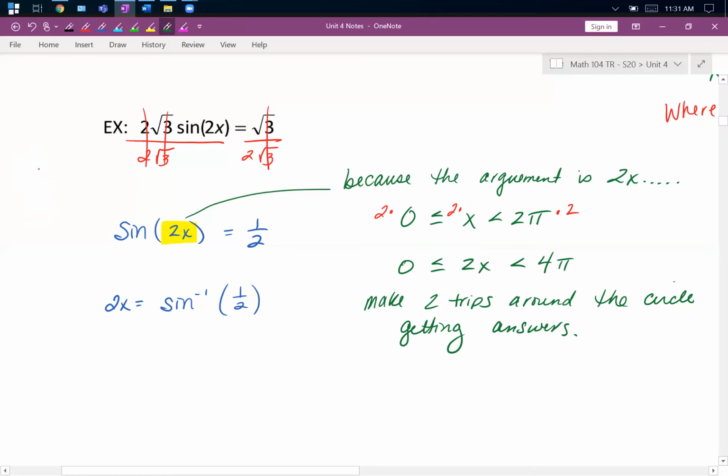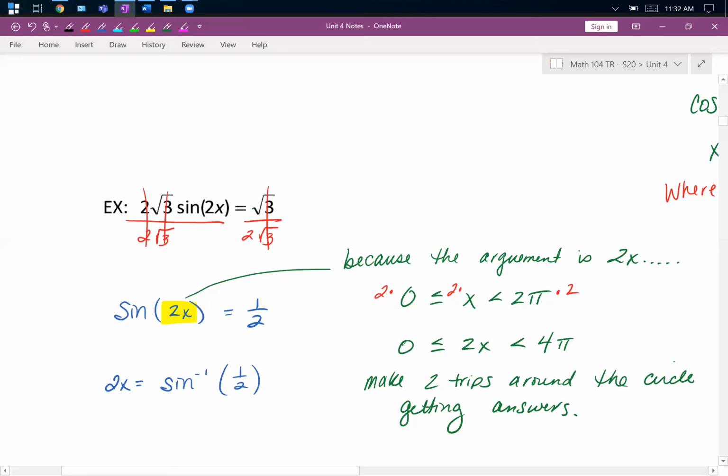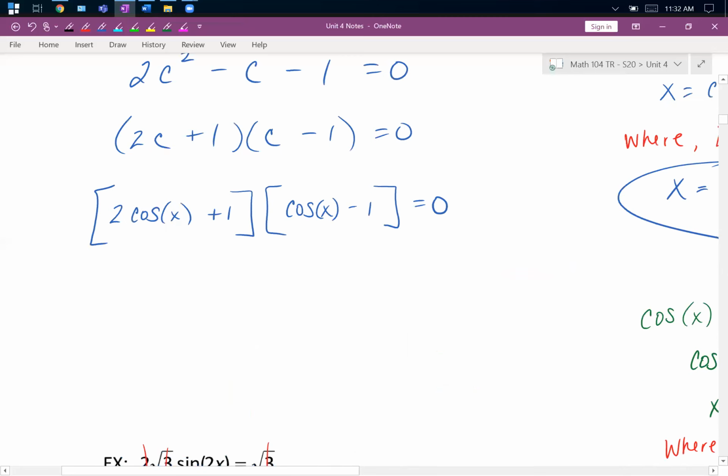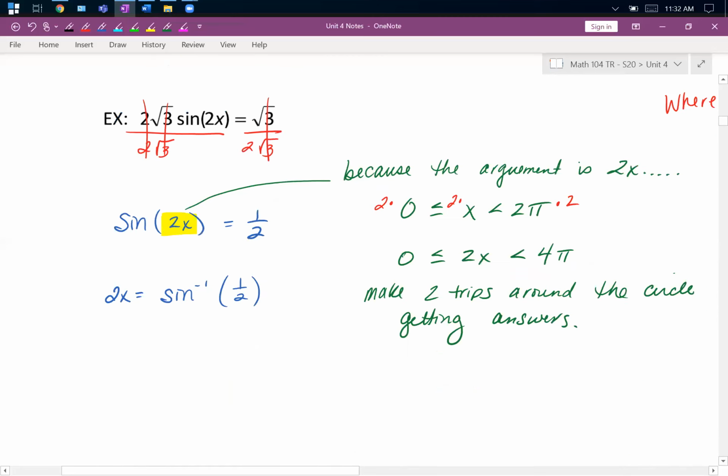Right? So if you ever leave the argument and don't change the argument from 2x to just x by using some sort of trig identity, you have to go multiple trips around the circle. In this one up here, where we had an argument of 2x, we used an identity to change it to just x. So this multiple of trips around the circle wasn't applicable. Here, we're not applying an identity. We're keeping the argument of 2x, so that means we have to go 2 trips around the circle. Anybody have any questions on that?